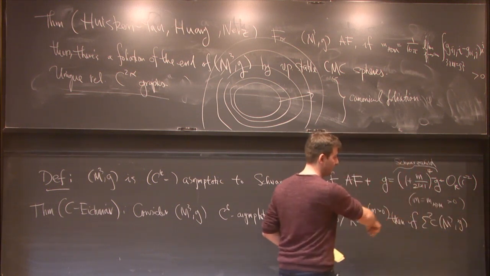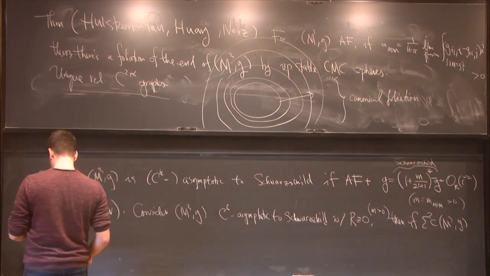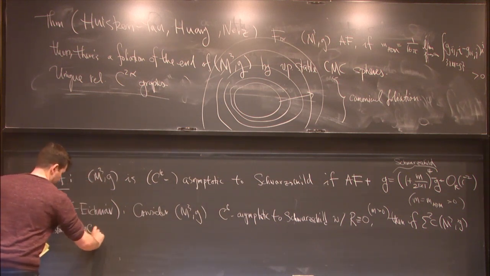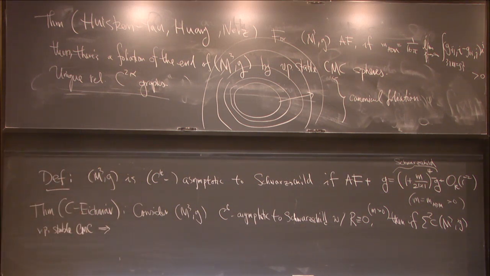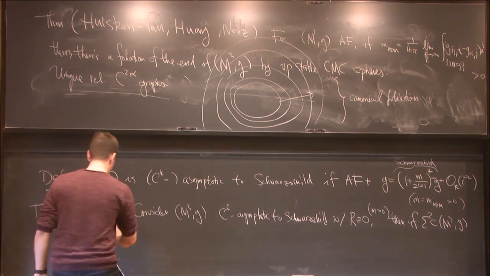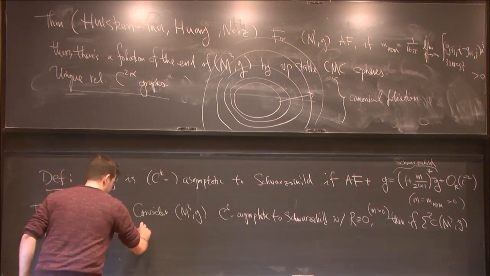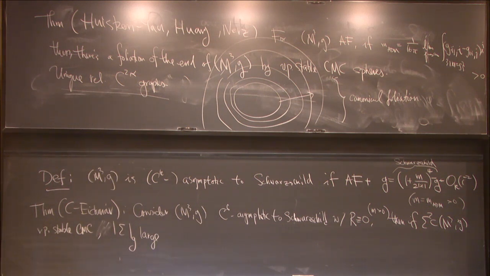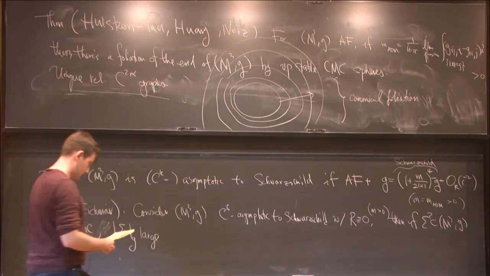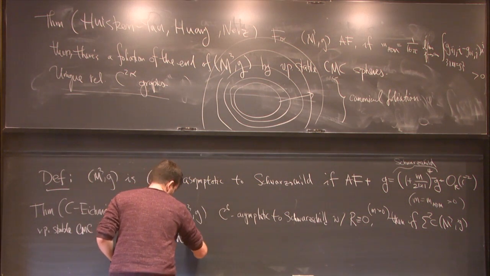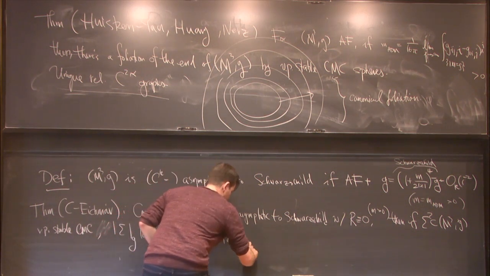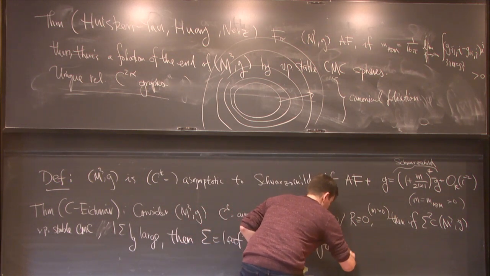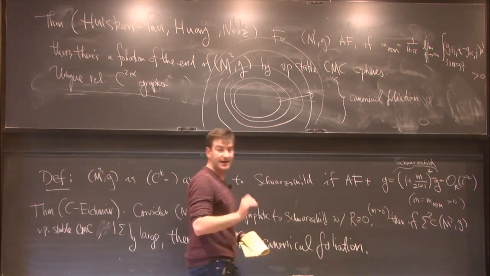So if you have an embedded surface that's volume preserving stable CMC, right? Then, and I keep forgetting this, it has large area, right? Large, depending on the metric. Right, then it's in the canonical foliation.